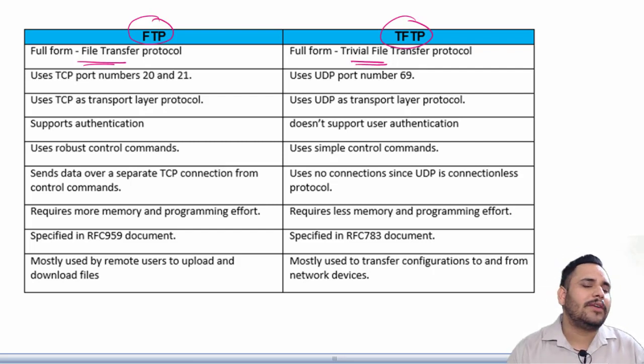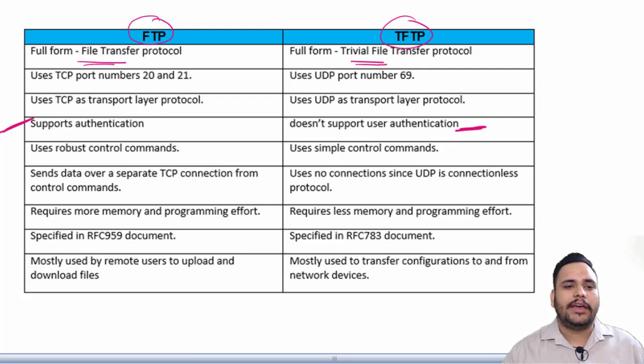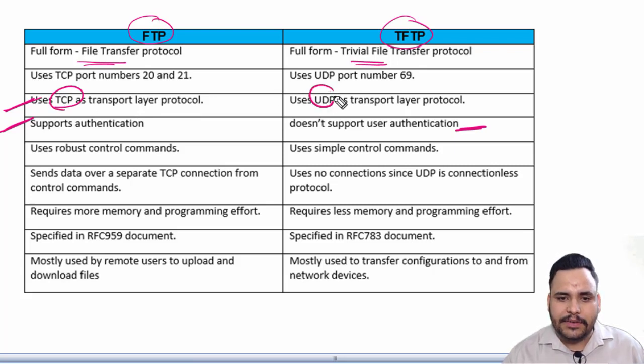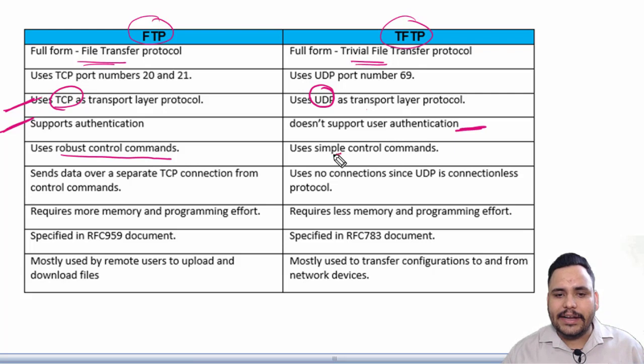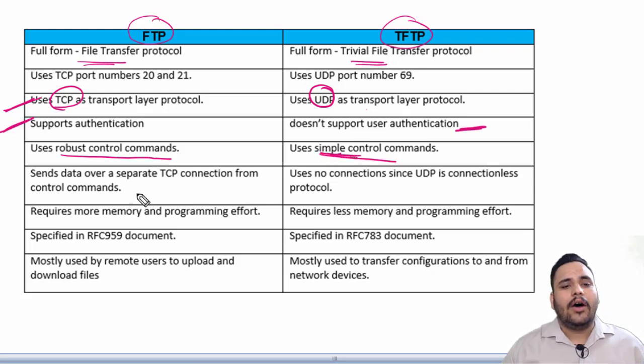Extra, what we have to discuss: FTP supports authentication but TFTP doesn't support authentication. FTP works on TCP, transmission control protocol, and TFTP works on user datagram protocol. FTP is connection oriented, TFTP is not connection oriented. FTP uses robust control commands, and TFTP is used for simple control commands.